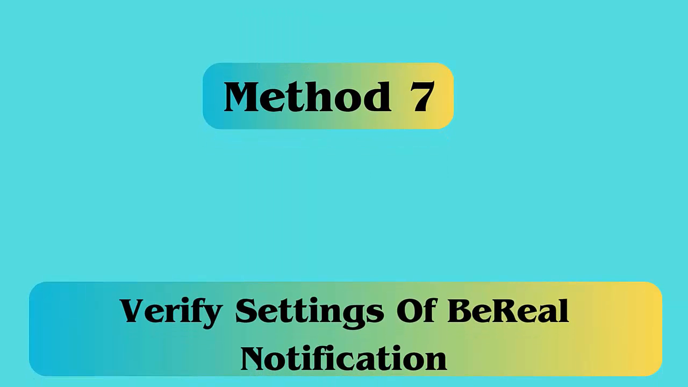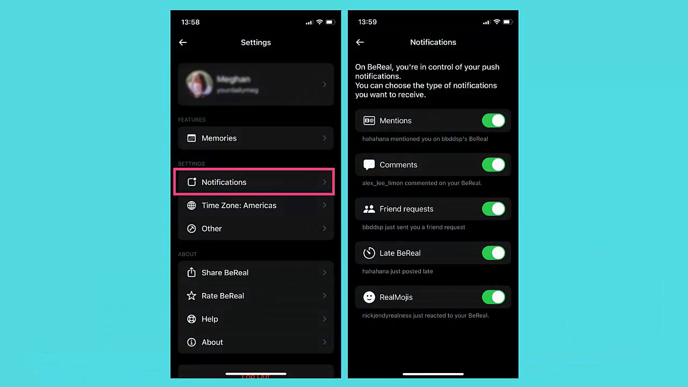Method 7. Verify settings of BeReal notification. Here's what you need to do. First, open Settings, Apps, See all apps. Now, choose the BeReal app. Next, open Notifications, click on all BeReal notifications to disable. Finally, enable them after a few minutes.